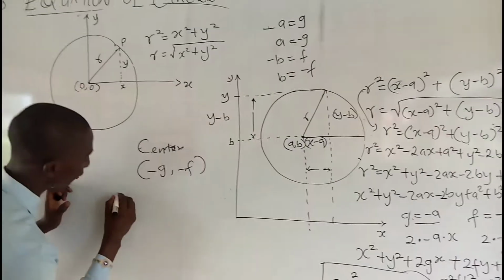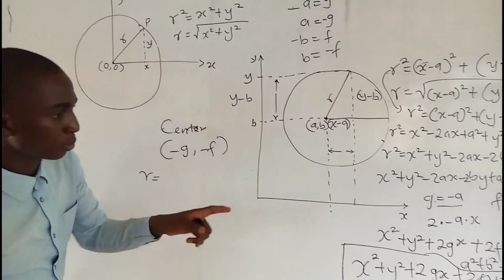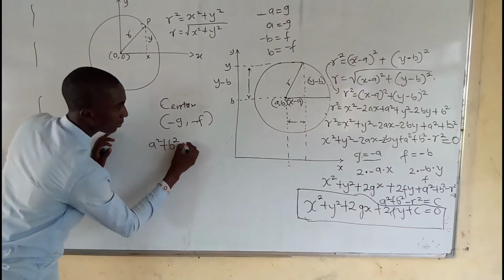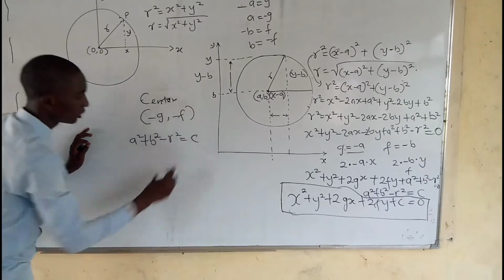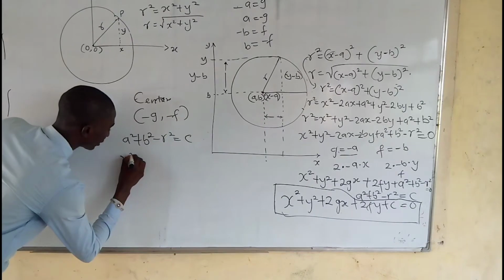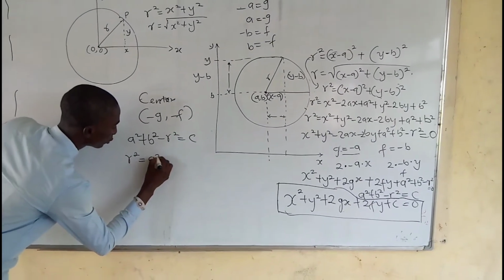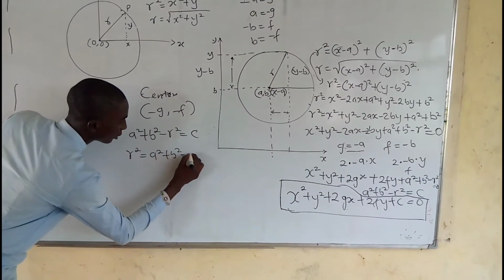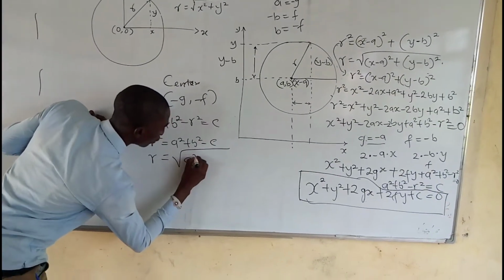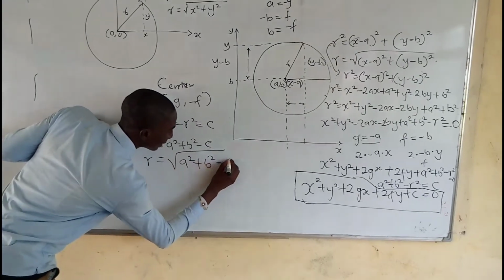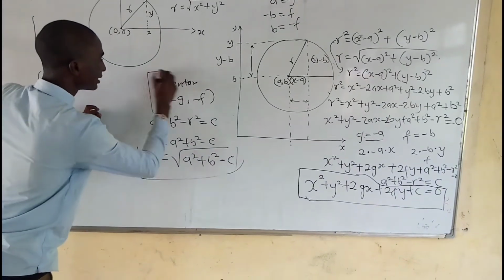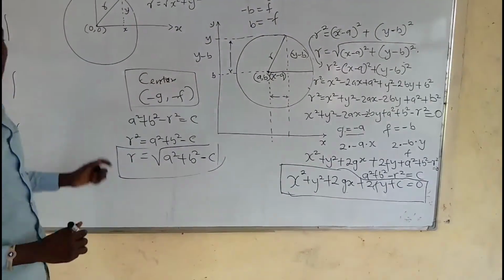And the radius of this circle, we will get it from a squared plus b squared minus r squared equals c. Now we make radius the subject of the formula: r squared is equal to a squared plus b squared minus c. Now the radius will finally be the square root of a squared plus b squared minus c. This is the radius of the circle, and this is the center of the circle.